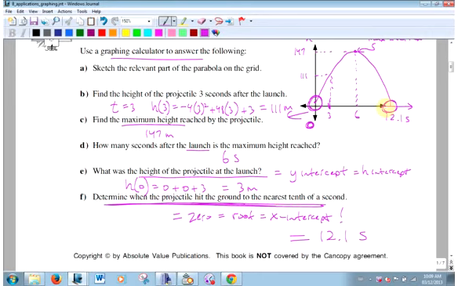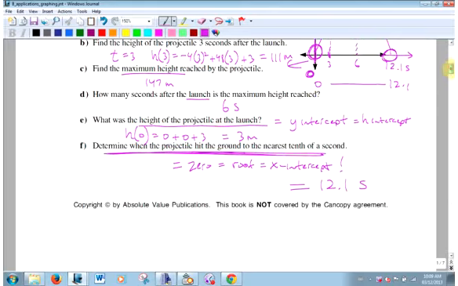Again, we have to think about the context of this question. Does this thing go into the ground forever and ever? No, it doesn't, so that doesn't make any sense. My domain goes from 0 to 12.1. That's it. So for this question, it's not all real. It's less than or equal to 12.1, greater than or equal to 0.